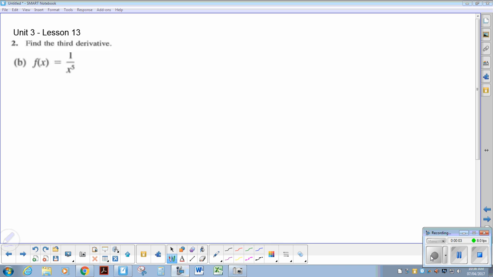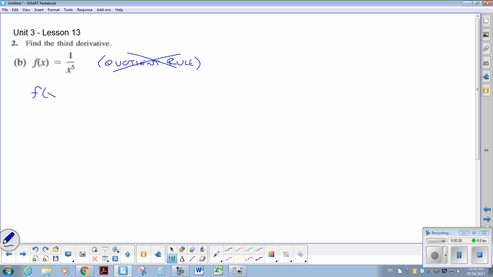I've had a question in Unit 3, Lesson 13. I'm looking at 2b. So we want to find the third derivative. When you first look at this, you're going to be saying, okay, this is quotient rule because there's a fraction. What I would recommend is let's not do the quotient rule because it's one of those rules that if I have to, I'll use it, but if I can avoid it, I will.